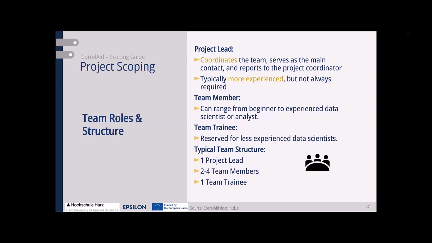And the team members themselves can range from beginners to experienced data scientists or analysts. So here, depending on the project, on the heterogeneous content of the project, the background of the team members might differ. Also, you should train non-experienced people and always have one or two team trainees on board that never conducted a project before, so that they can learn. So the team structure itself is one project team, 2 to 4 team members, and one team trainee.